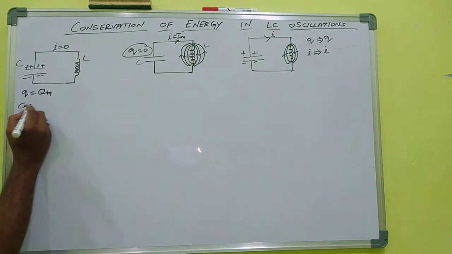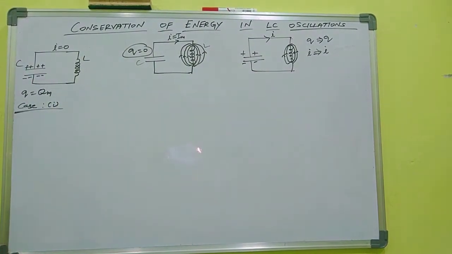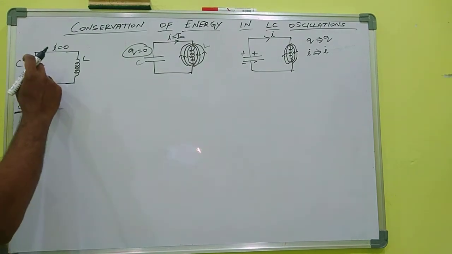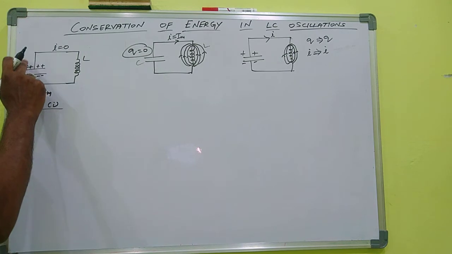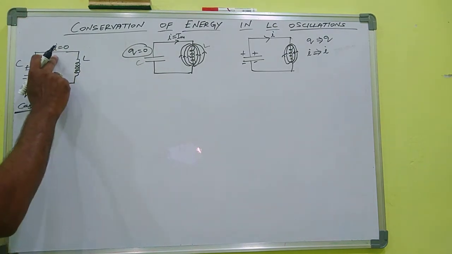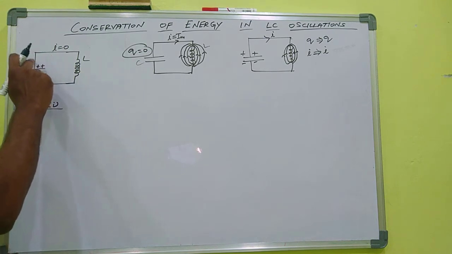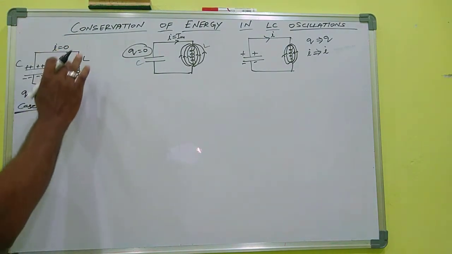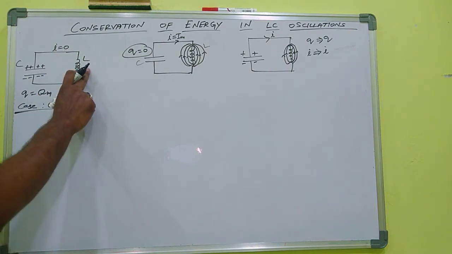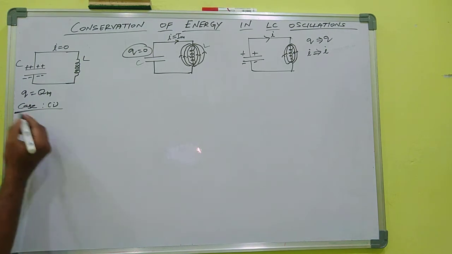In case 1, the capacitor is fully charged. So the charge in the capacitor is maximum, so we write Q is equal to Qm. In the circuit, the current passing through it is 0 because the capacitor has maximum charge. So no charge flows through the system, so no current will flow through the circuit, and the inductor's energy is 0 here. Now we are going to prove this.